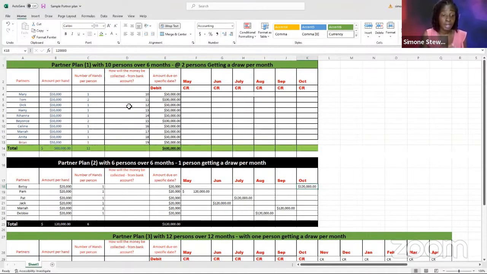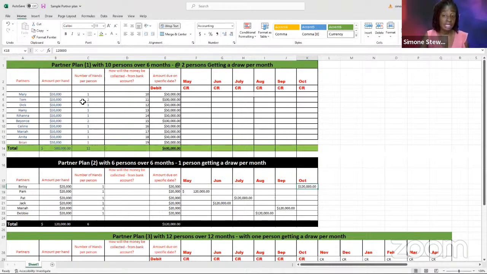Now, depending on the amount of money, you don't want to be walking with a whole heap of money. So you need to find a way as it relates to how you're going to collect the money and how you're going to credit or give it to the person who is to get the draw. So in this case, we have Mary, Tom, Dick, Harry, Rihanna, Beyonce, Celine, Mariah, Anita, and Brian. Let's see, 1, 2, 3, 4, 5, 6, 7, 8, 9, 10 persons in this particular partner.